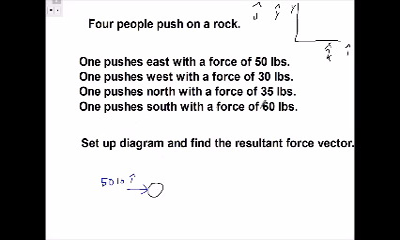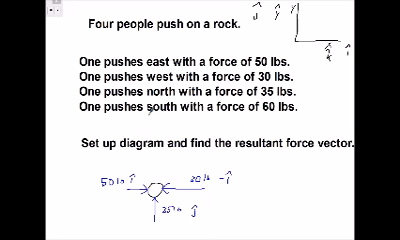The next person is pushing west with a force of 30 pounds. Now this person is pushing along the x-axis, but in the opposite direction. So they're pushing in the negative i-hat direction. One person is pushing north with a force of 35, so north would be up in this frame. And they're pushing upwards in the axis. This would be the y-hat direction or the j-hat direction.